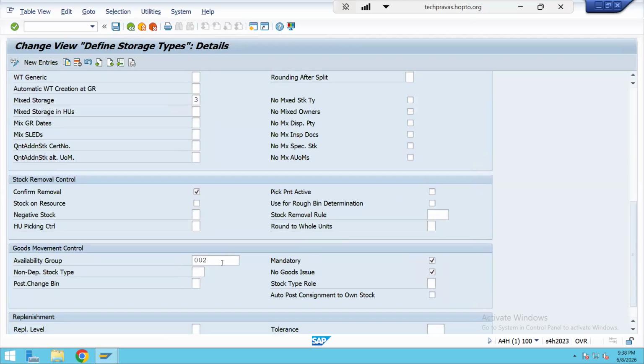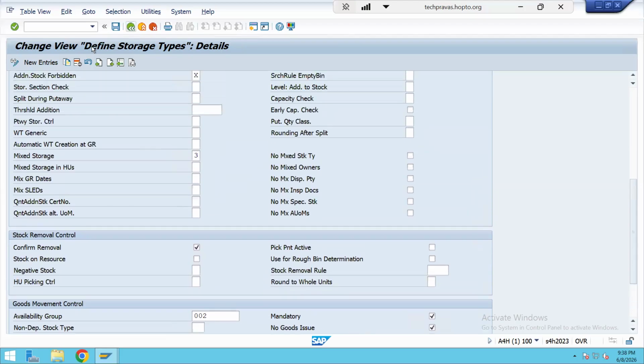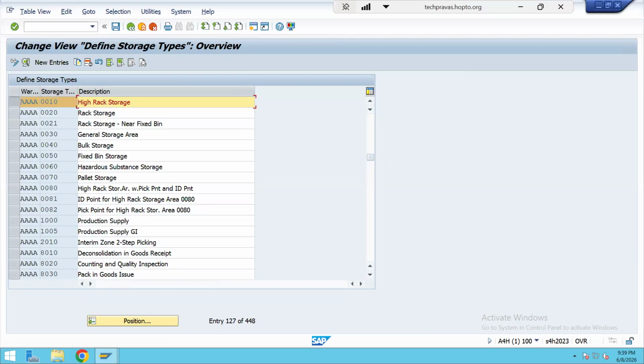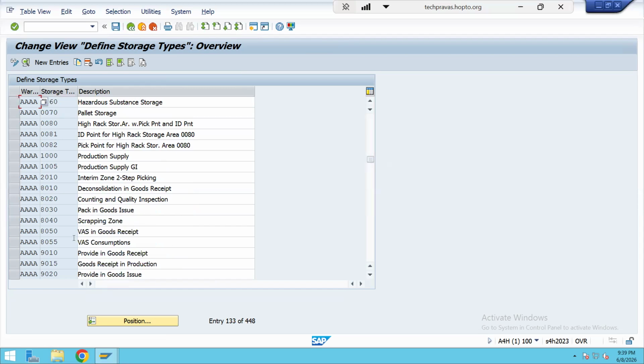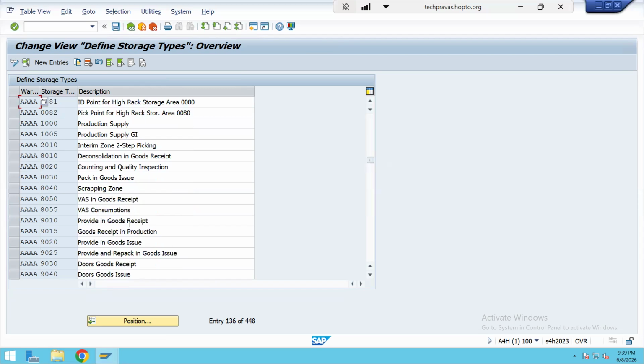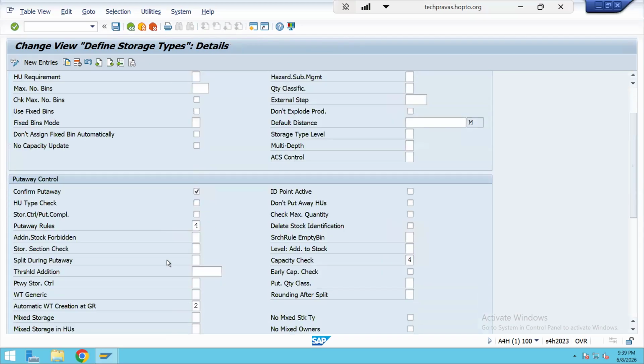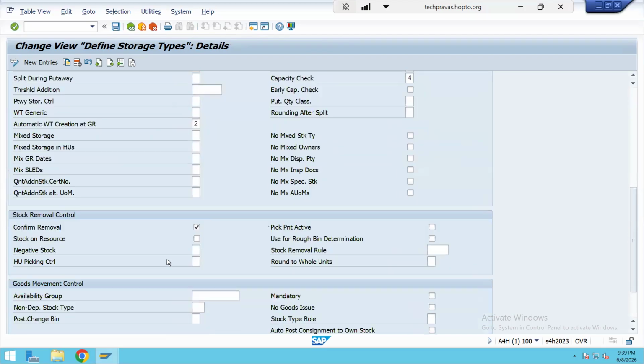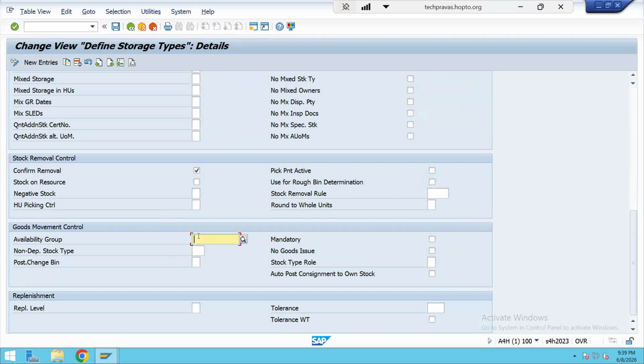Availability group is 002. Now, for our satisfaction, let's check a GR zone area, interim storage area, for example, goods received zone, goods received 9010. So what should be the availability group? 001. Availability group should be 001.